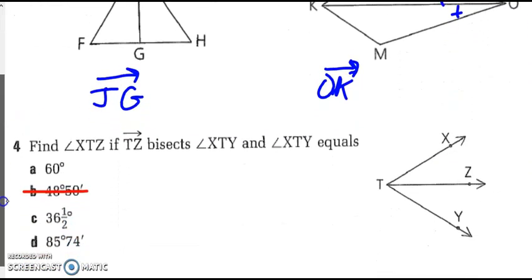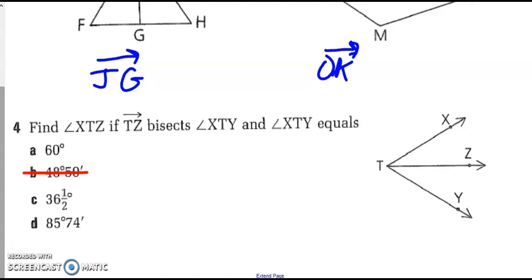Now let's put some degree measures to this. So in part A, we have 60 degrees. So let's see here. We have angle XTZ. We want to find that if the ray TZ bisects angle XTY, and XTY equals 60. So this whole angle here is 60. So if that's bisected, these are congruent, so we can just half 60. So XTZ would then be equal to 30 degrees.